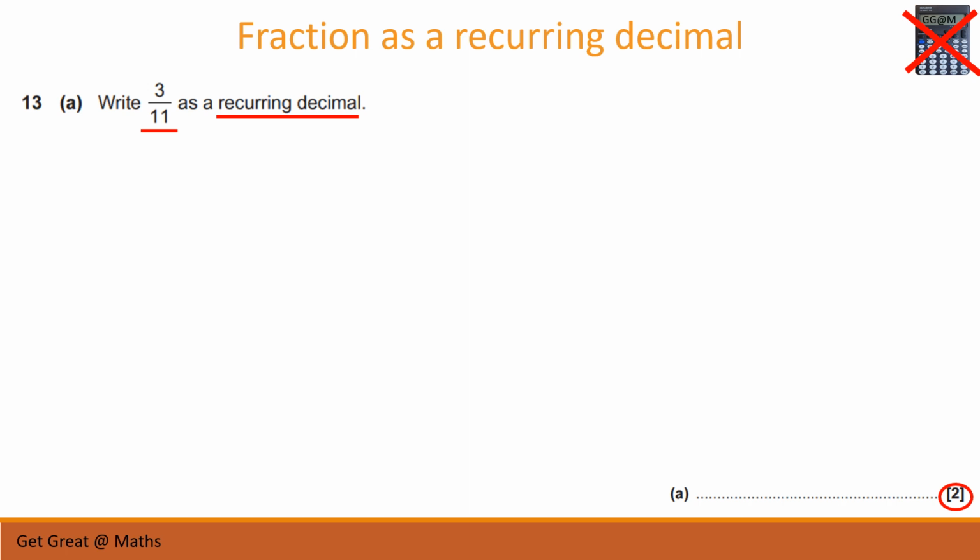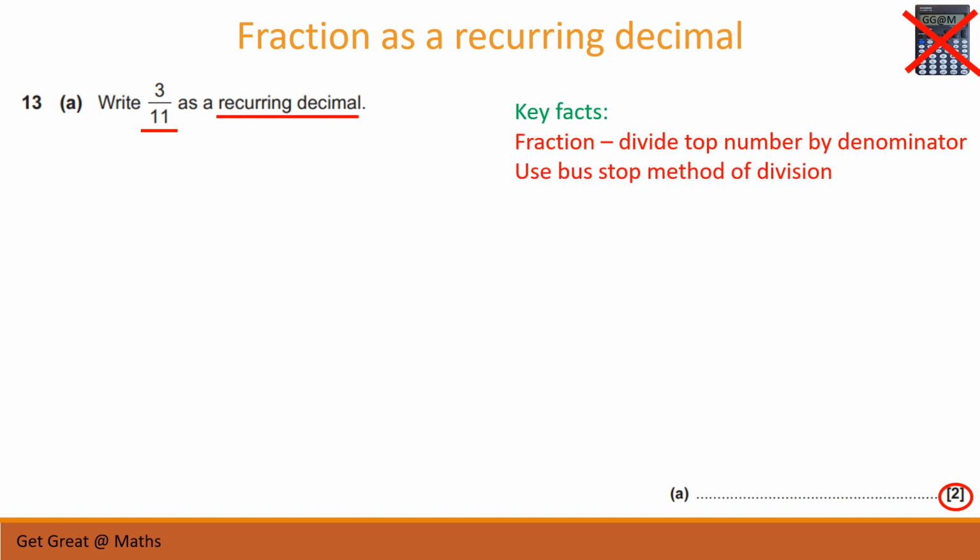Now, the key facts that you need to know to be able to answer this question are that a fraction means you divide the top number by the denominator, and you need to use the bus stop method of division to be able to do this. So press pause, have a go at using the bus stop method to divide 3 by 11, and then press play when you're ready to see the answer.